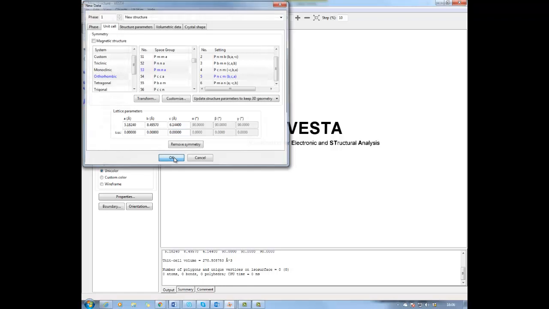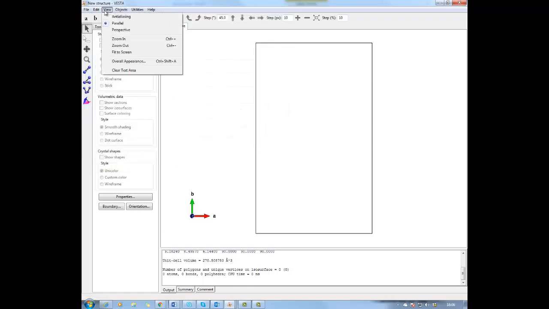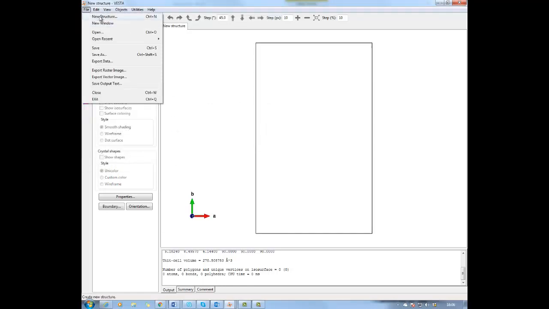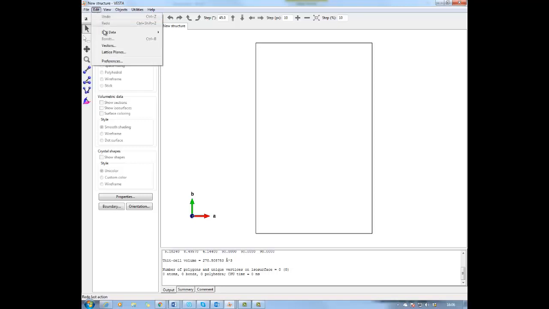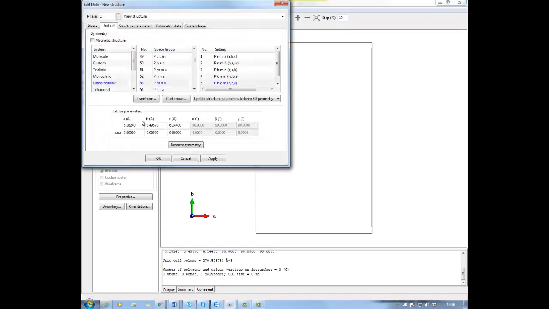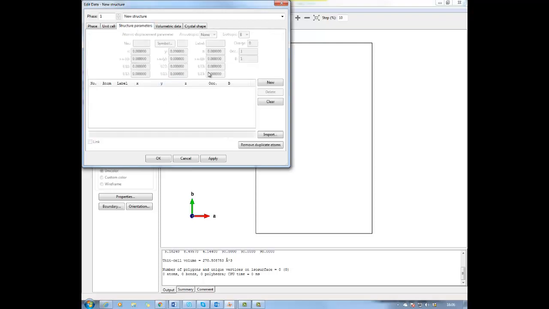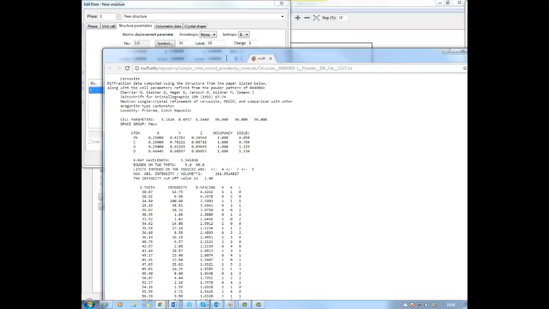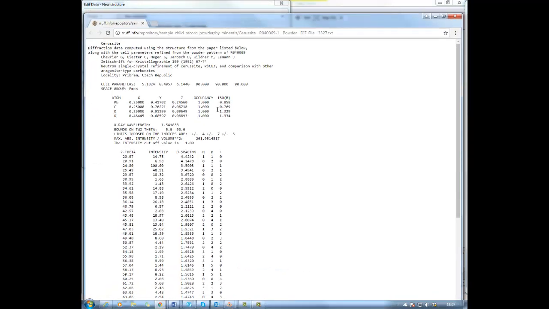So say OK, edit structure, edit data. Right, so let's go back to there. That's all our data we need. Then we want structure parameters. So we want new one, and the atom we want, we change the atom. So we're going to do lead first of all. If I just move over here, you can see there the structure parameters we need to put in. Those were the unit cells. So now we're going to put in the structure parameters.